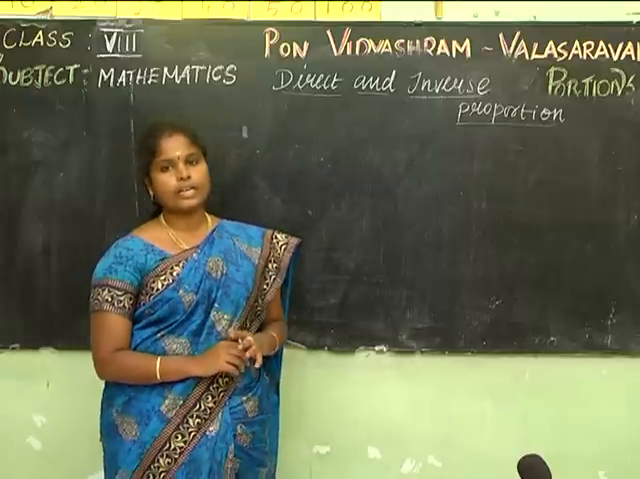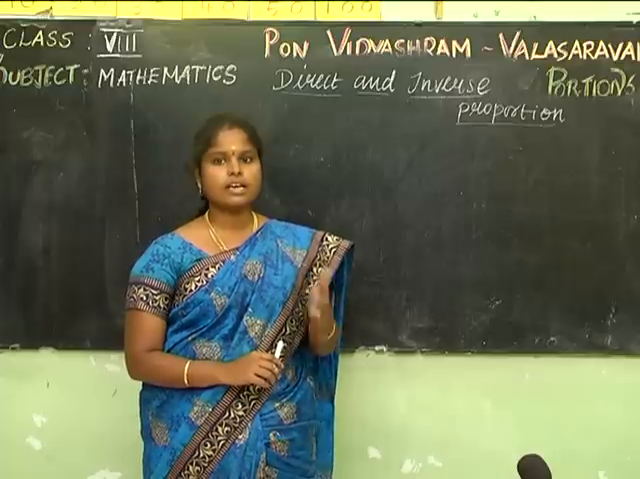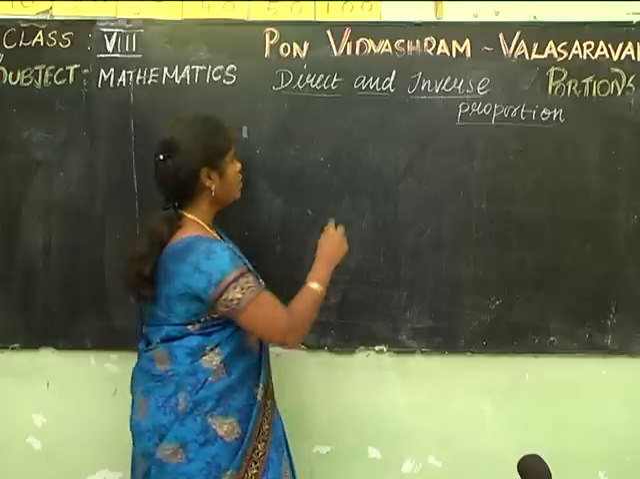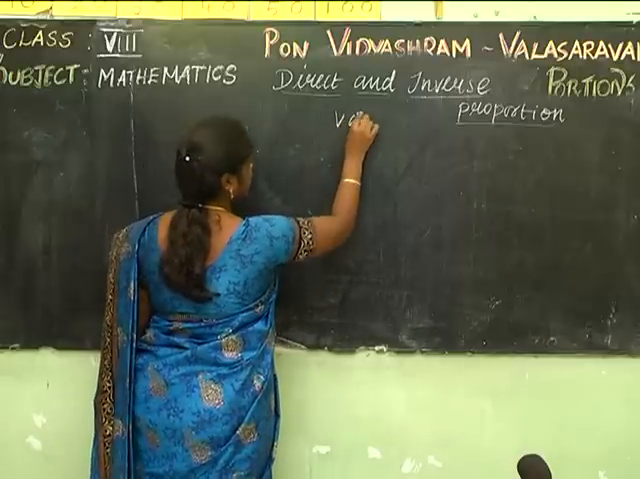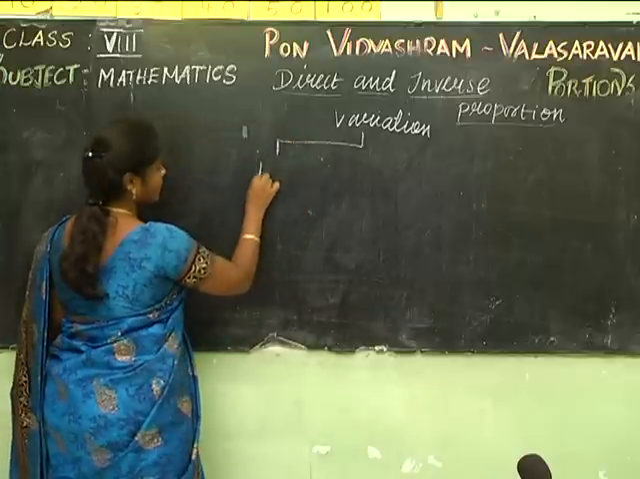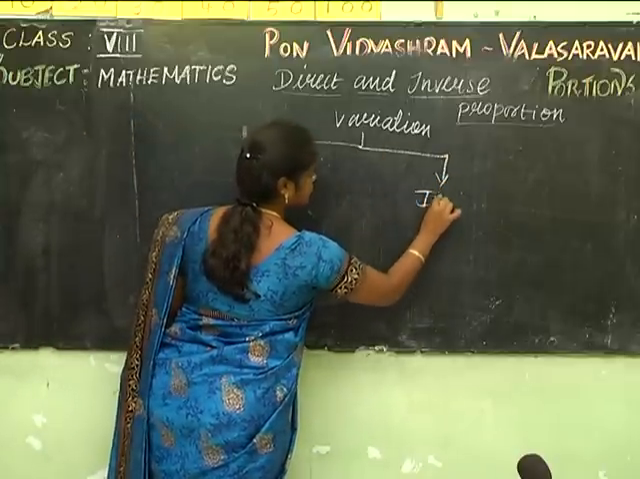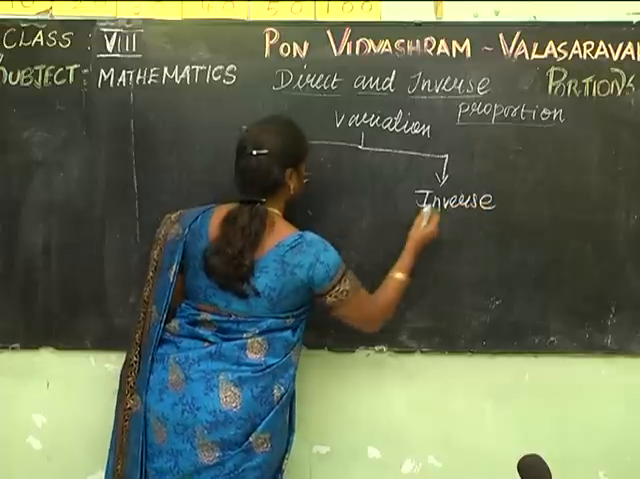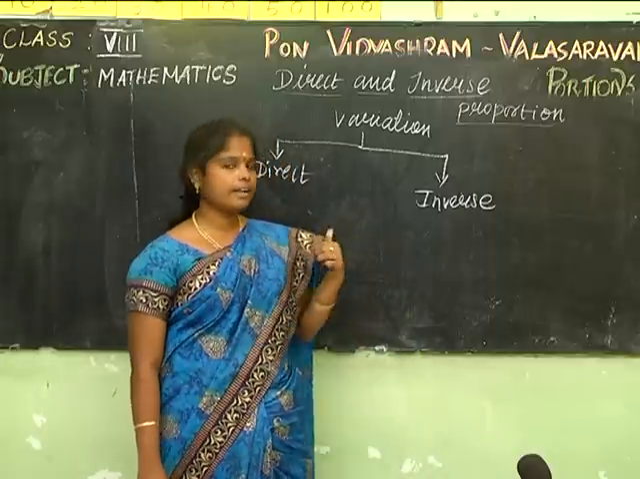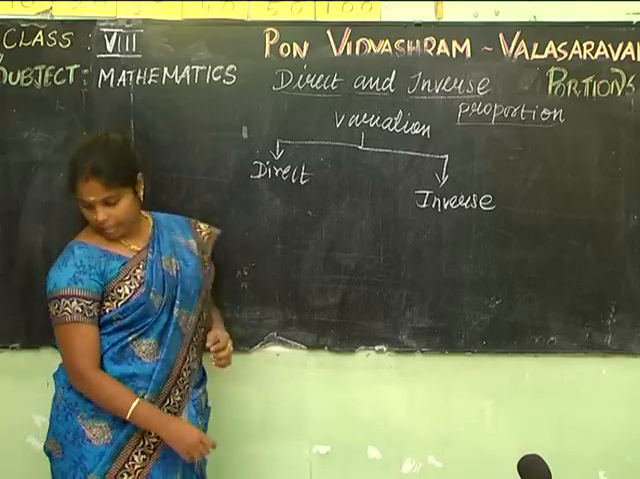See, if two quantities x and y vary, a change in x causes a corresponding change in y. This is called variation. There are two types of variation: one is direct variation and the other is indirect or inverse variation. So two types of variation, direct and inverse. First we will see what is direct variation. Let me give an example.